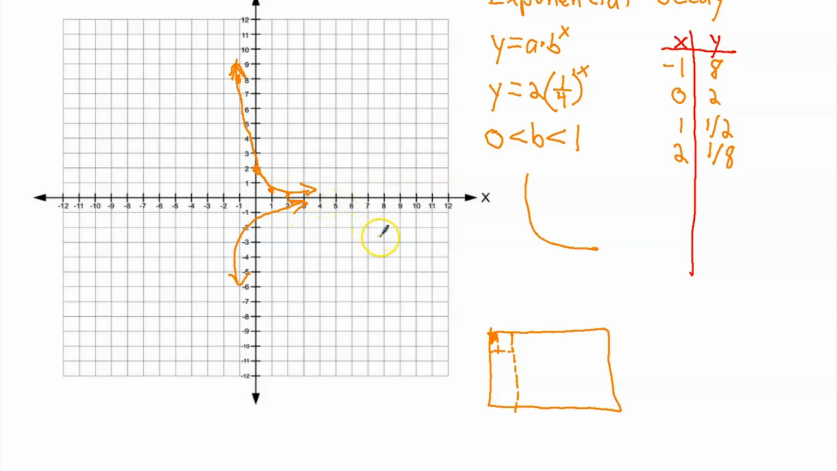That's it, peeps. Know those b values. Understand the bigger this b value, the steeper that curve's going to rise when it's more than 1. The smaller it is, the more you're going to decay.